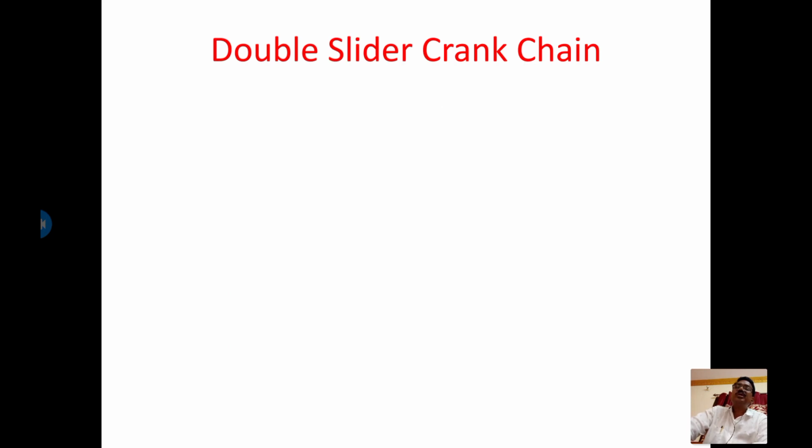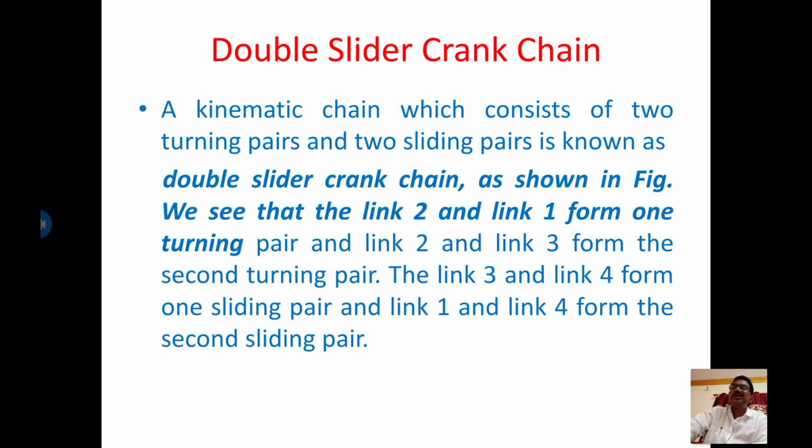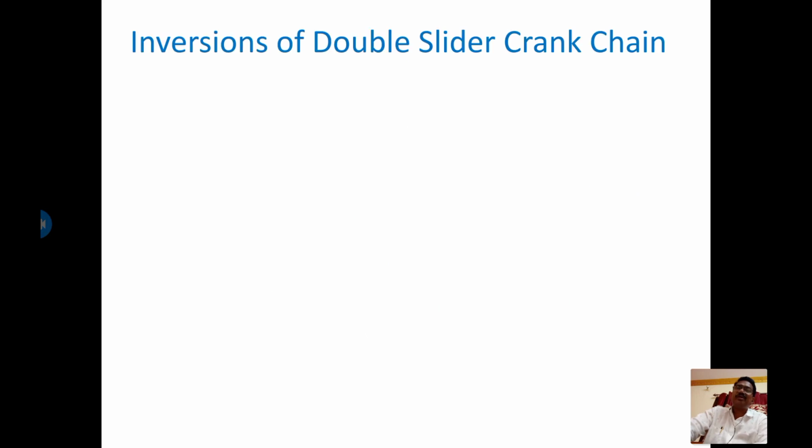The next one is double slider crank chain. A kinematic chain which consists of 2 turning pairs and 2 sliding pairs is called a double slider crank chain. Link 2 and link 1 form one turning pair, and link 2 and link 3 form the second turning pair. Link 3 and 4 form one sliding pair, and link 1 and 4 form the second sliding pair. That is two sliding pairs and two turning pairs. Therefore, it is called a double slider crank mechanism or double slider crank chain.